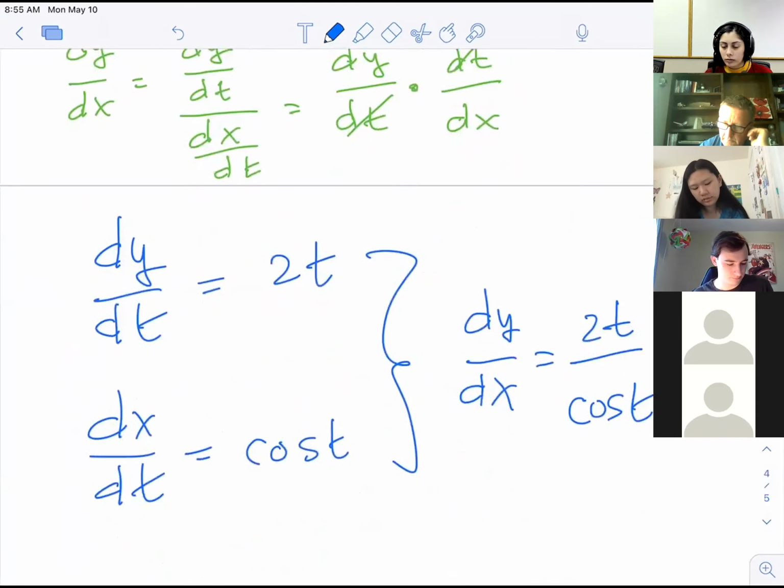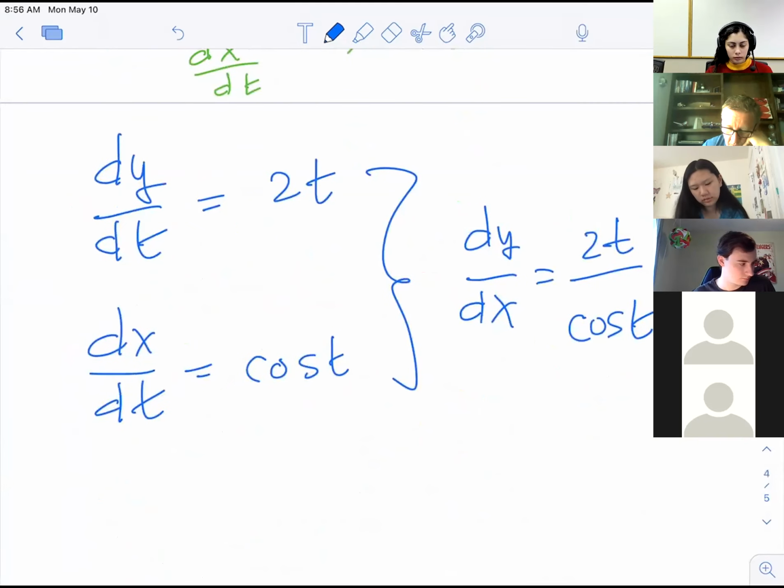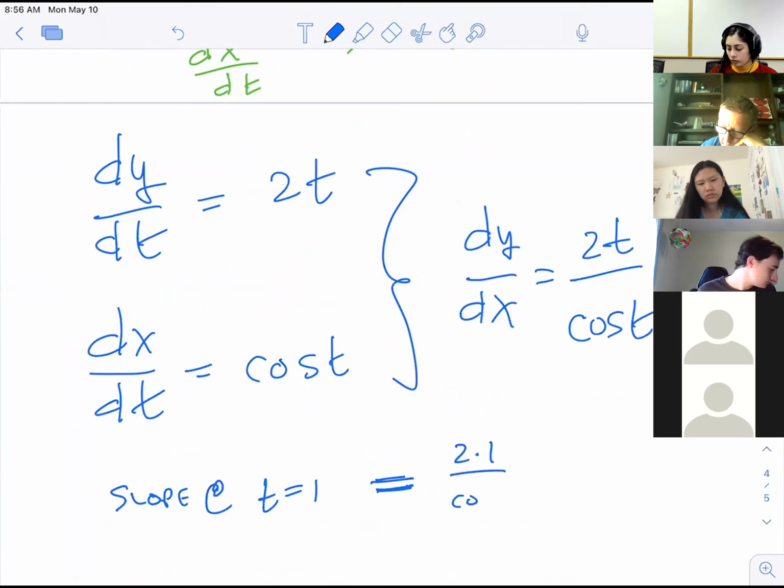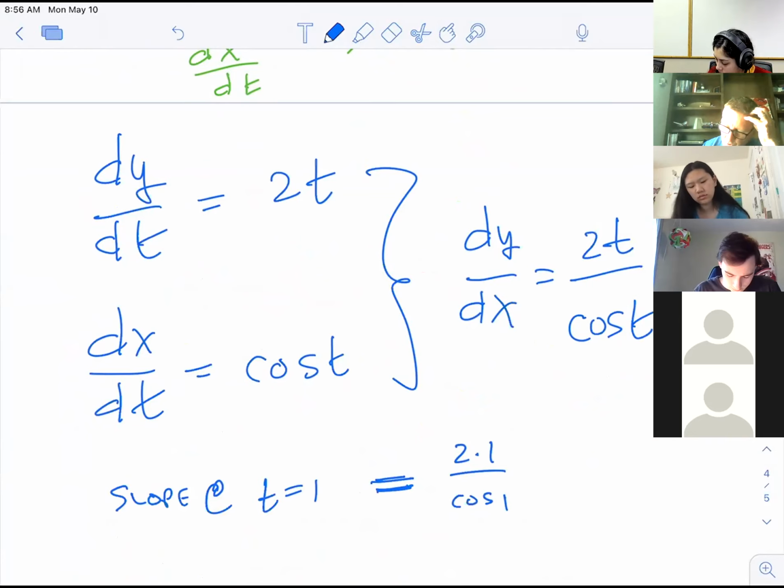So great, now we can find it. Our slope at t equals 1 is equal to, not approximately, 2 times 1 over the cosine of 1. What does your calculator say that is? I bet it's around 3. 2 divided by the cosine of 1. My calculator says that's 3.7016.